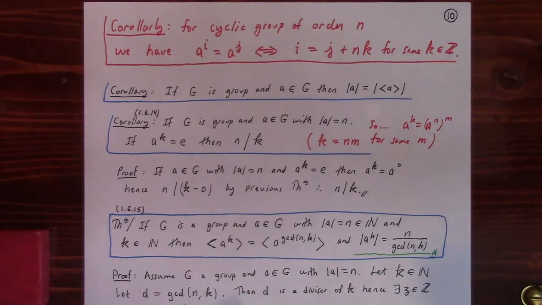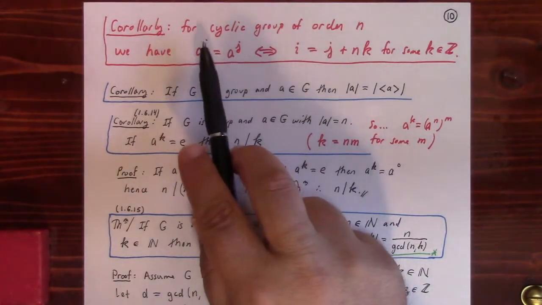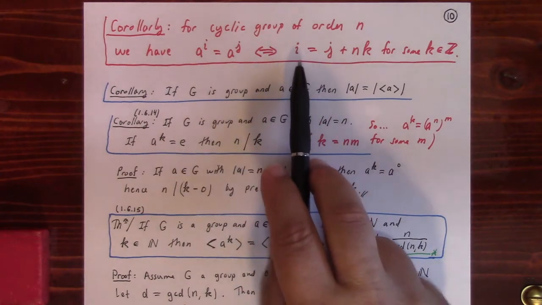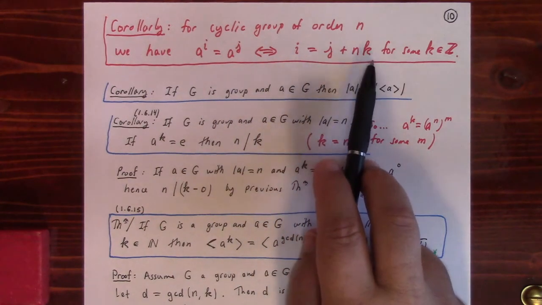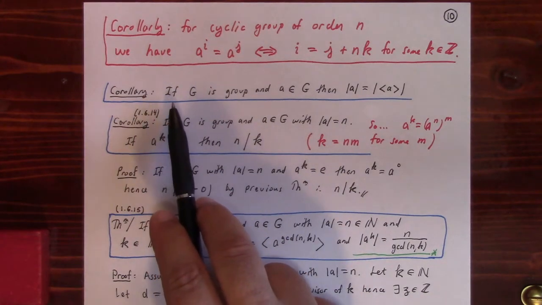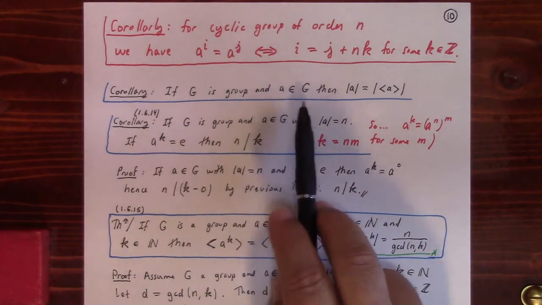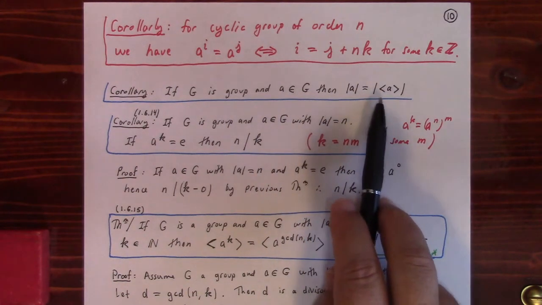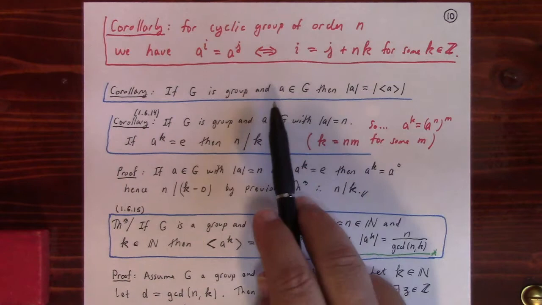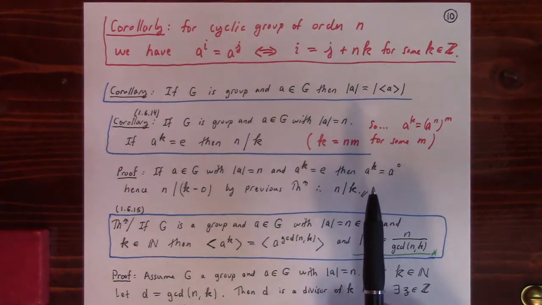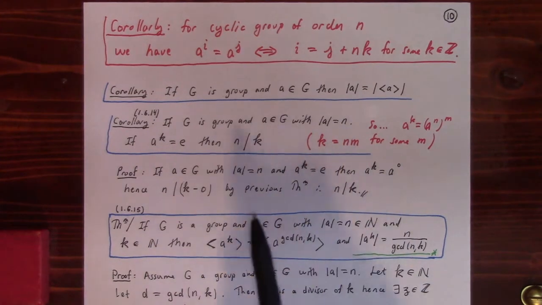Now, page 10. Corollary. For a cyclic group of order n, we have a^i equal to a^j if and only if i is equal to j plus nk. So that's basically how it goes, right? Corollary. If G is a group and a is an element of G, then the order of a is actually the order of the subgroup generated by a. That's very important. That connects the order of the element to the order of the group generated by that element. We use that all the time.